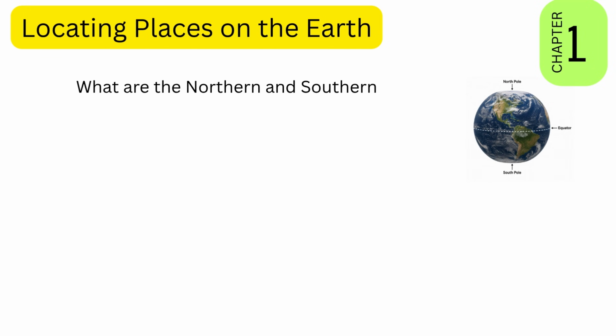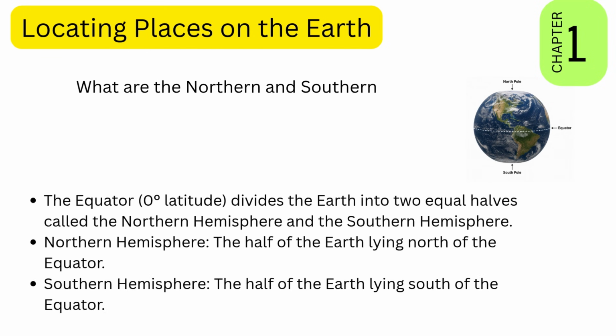Next question is, what are the northern and the southern hemispheres? The equator, 0-degree latitude, divides the earth into two equal halves called the northern hemisphere and the southern hemisphere. Northern hemisphere is the half of the earth lying north of the equator, and the southern hemisphere is the half of the earth lying south of the equator.